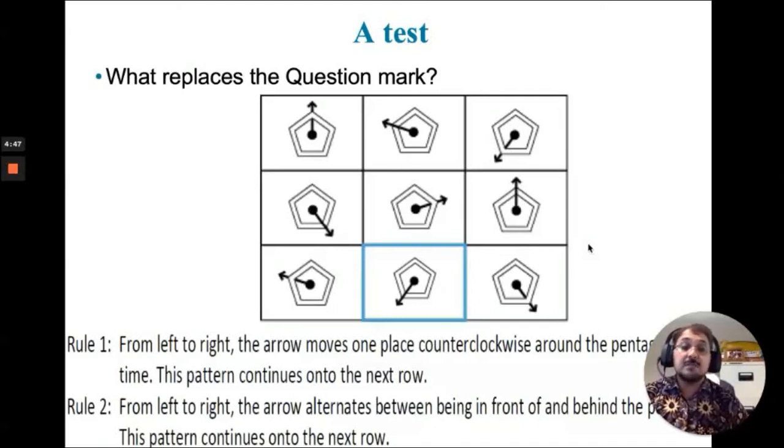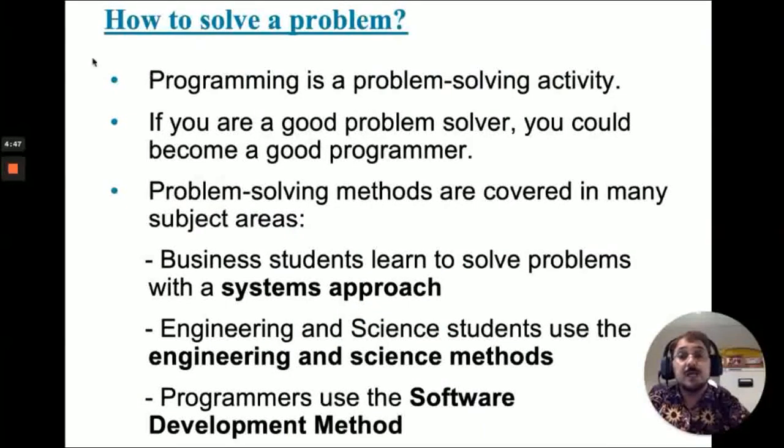This is a 21st century skill. If you improve this skill, remember, you will be a successful person in your life. And it is not related only to computers, it is related to many different fields of life. One concept: how to solve a problem. Programming is a problem solving activity. This field, programming, is a problem solving activity.